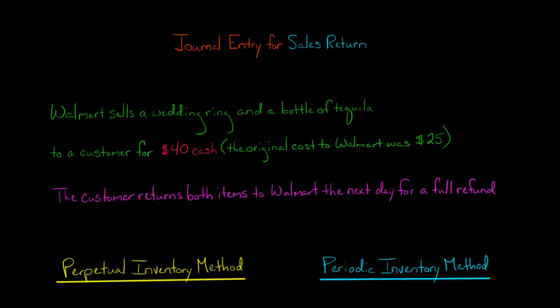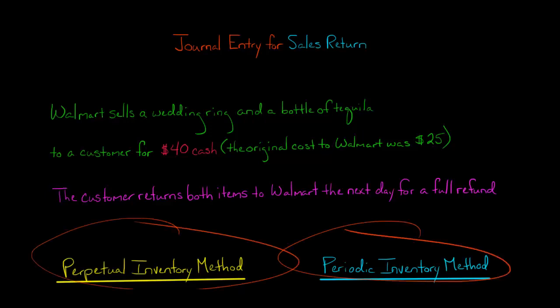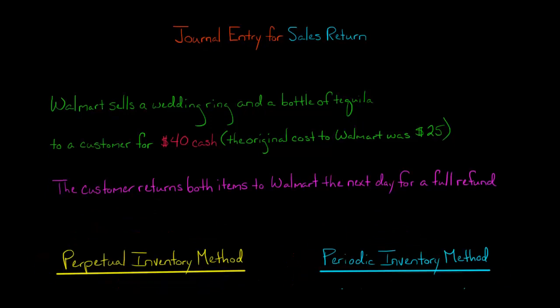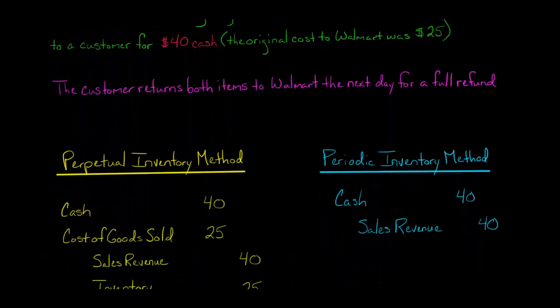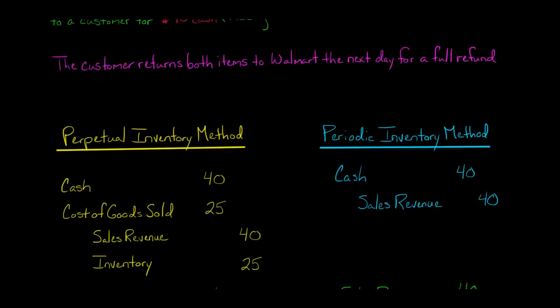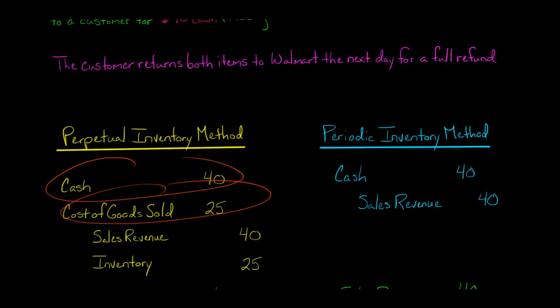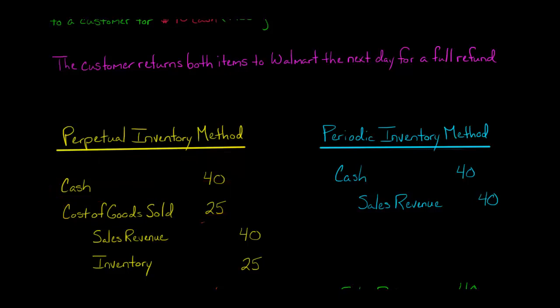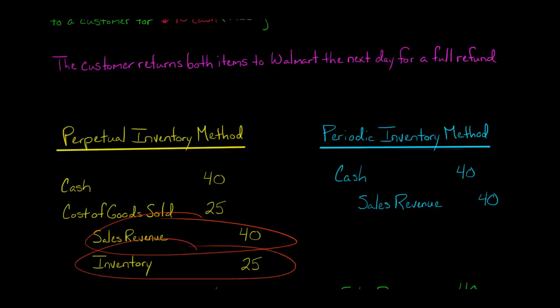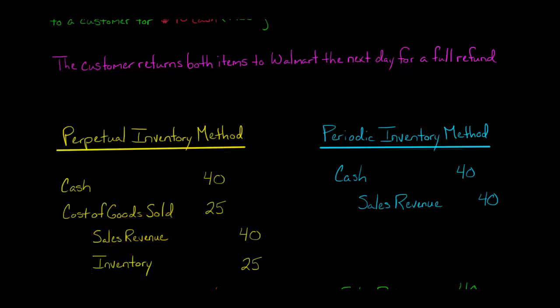Well, it depends on whether Walmart uses a perpetual inventory method or a periodic inventory method. And I'm going to show you the journal entries under both methods. So first, to record the sale. If Walmart used the perpetual inventory method, they're going to debit cash for $40, debit cost of goods sold for $25. Okay, that was the original cost of the items. Credit sales revenue for $40 and credit inventory for $25. So this here is to record the original sale.